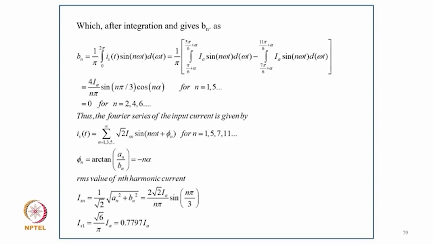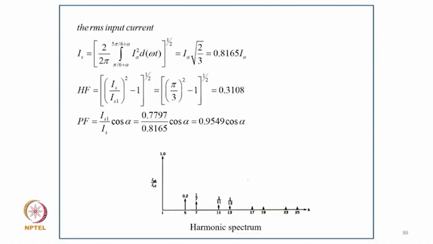And φn equals an upon Bn, that is minus nα, and the RMS value of the nth harmonic Isn equals 1/√2 times root of (an² plus Bn²), that becomes 2√2 I/(nπ) sin(π/3), and Is1 equals √6/π times Ia, that is 0.7797 Ia, and the RMS input is Is equals [1/2π ∫ from π/6+α to π/6+α Ia² dωt] to the power half, and that is Ia times √(2/3), that is 0.8165 Ia.